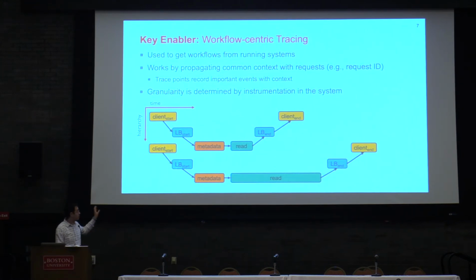The key enabler that lets us get these graphs from distributed systems is workflow-centric tracing, and it works by propagating a request ID with the request and recording events accordingly. The granularity of the data that's available to us is determined by the instrumentation that's already in the system.